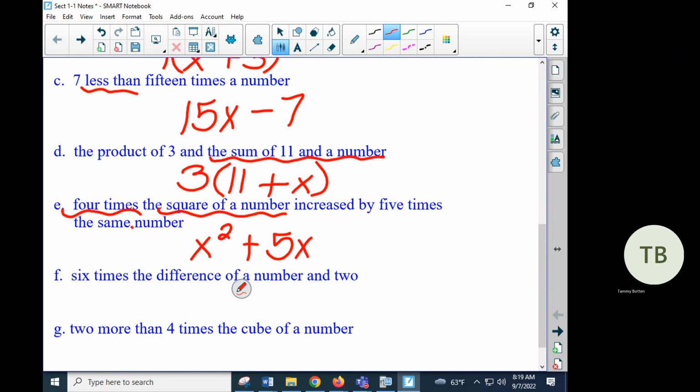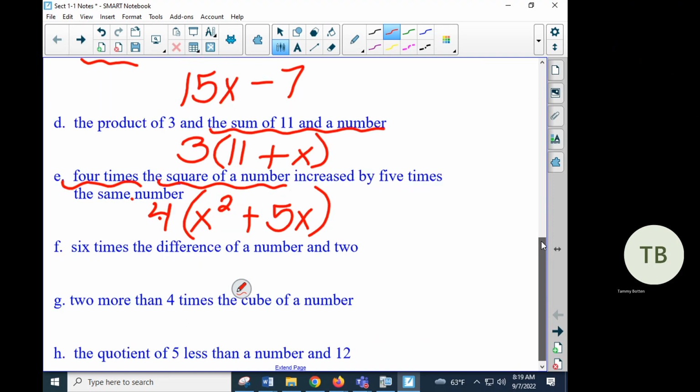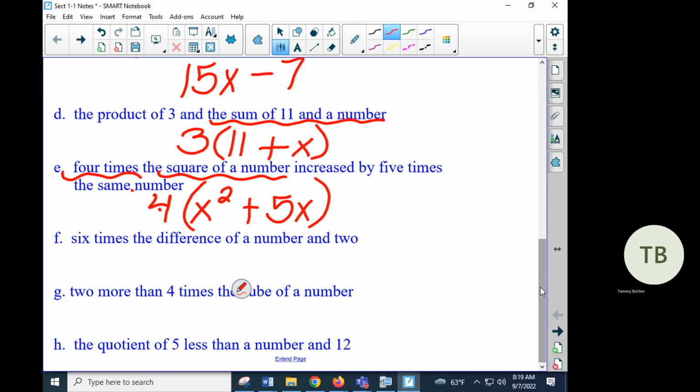Yeah, I would have to put this in parentheses and put a 4 out front. So when it's 4 times and then gives you a big thing, you're going to put it in parentheses and put a 4 out front. Okay. Now this says 6 times the difference of a number and 2.